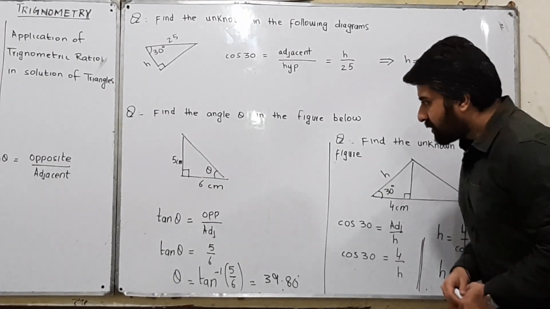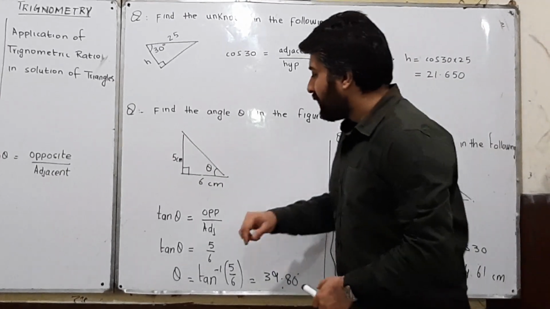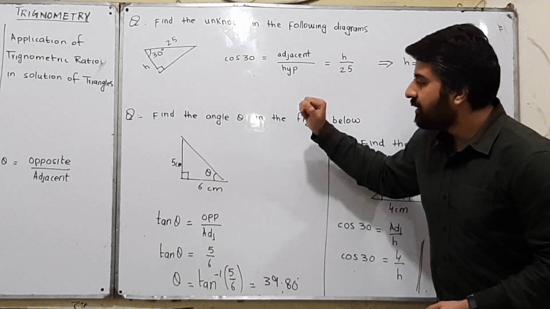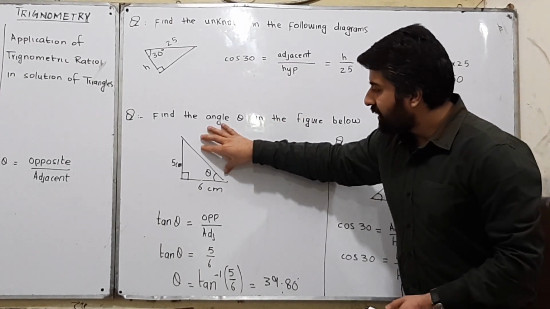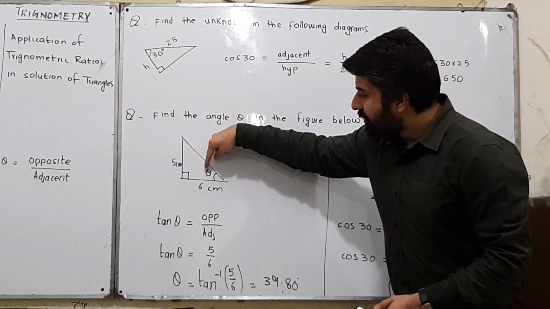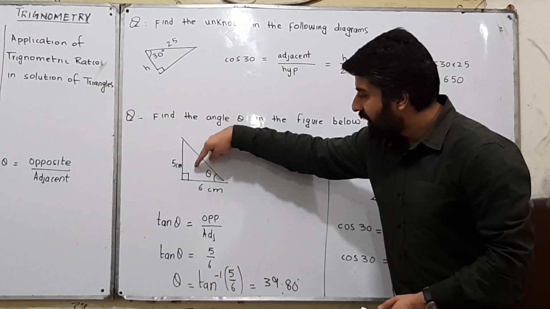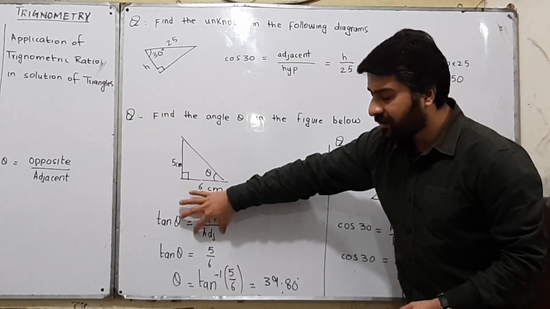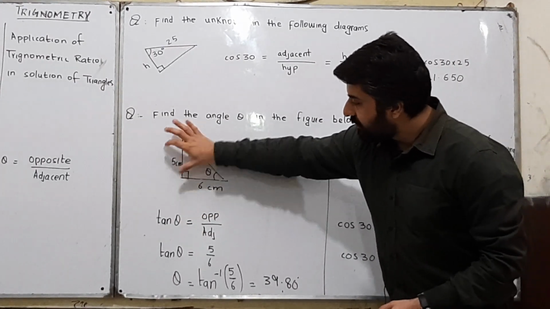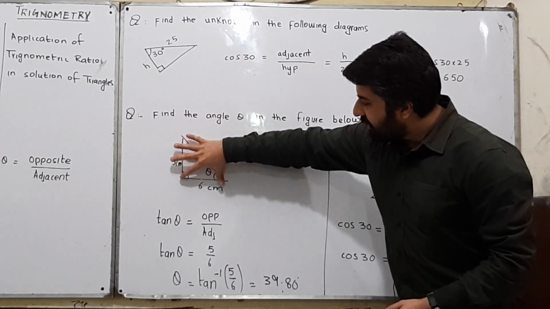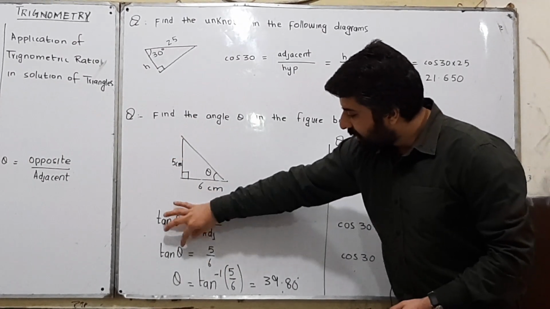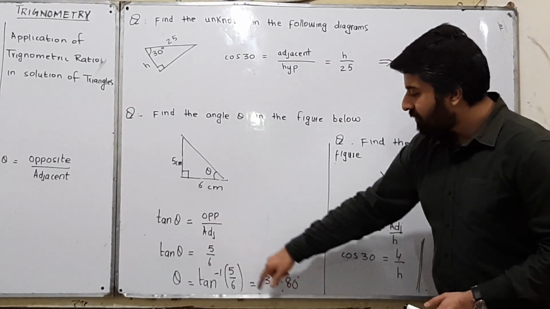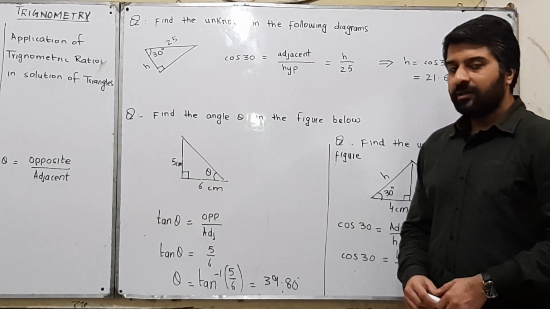In the third type of question, you are going to find the value of angle theta, and we are going to use tan in this case. In this right angle triangle, you have been provided with the values of opposite and adjacent. Now, tan theta is opposite over adjacent. Opposite to theta is 5, and adjacent is 6. So, theta will be tan inverse 5 over 6, which will give you 39.80 degrees, the angle theta.